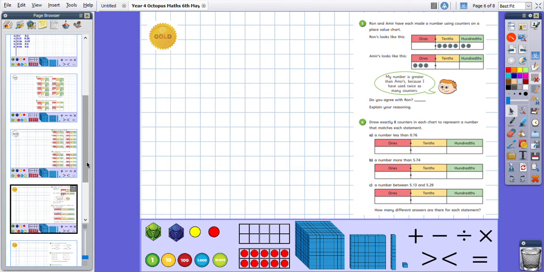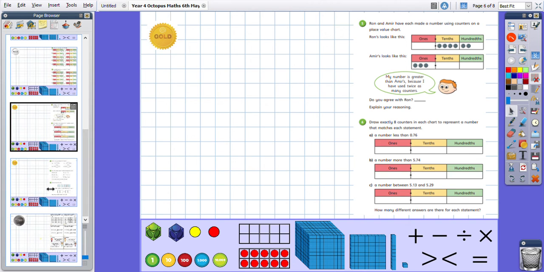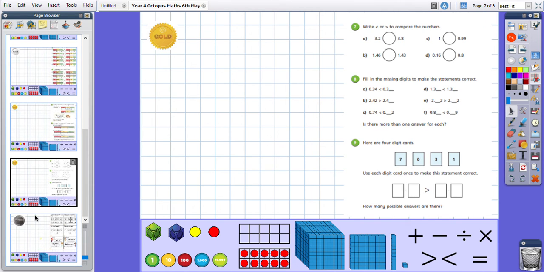And for gold, you are doing questions 5 onwards from the first worksheet, so some reasoning and problem solving looking at place value counters still. Question 6, draw exactly 8 counters in each chart to represent a number that matches each statement. So a number less than 0.76, you've only got 8 counters to use, so which column would you put some of your counters in to make a number that is less than 0.76? And questions 7, 8 and 9 for gold as well.